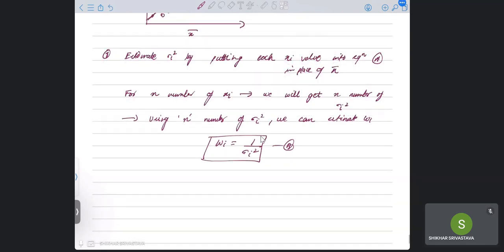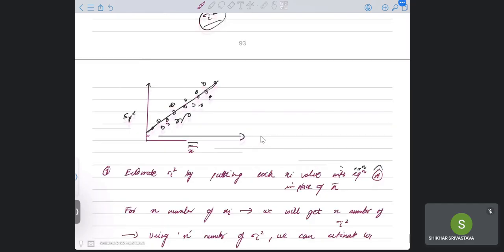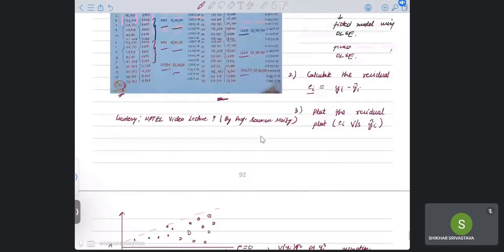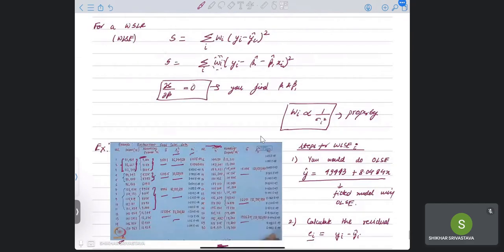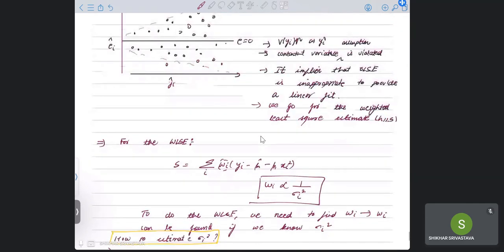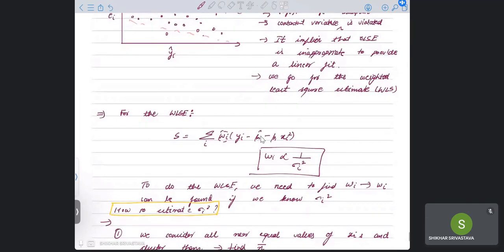After this, you will get, as you can see, these weights, given this column. All these weights are calculated by just taking the inverse of the variance.